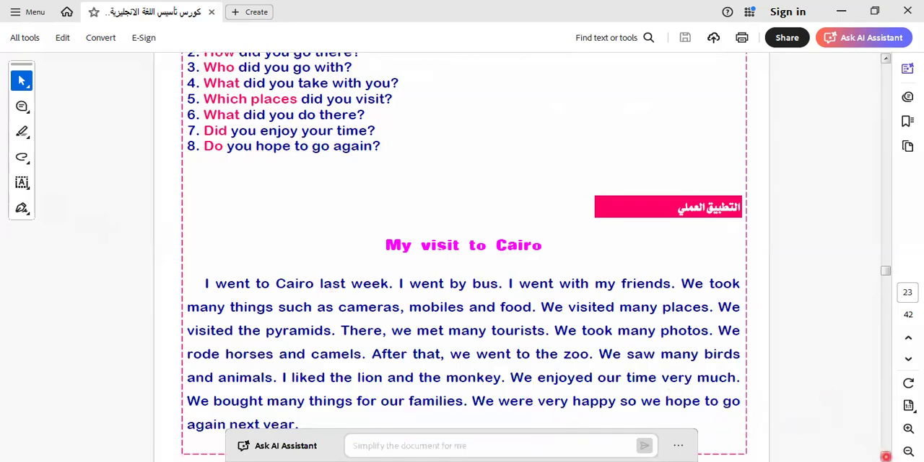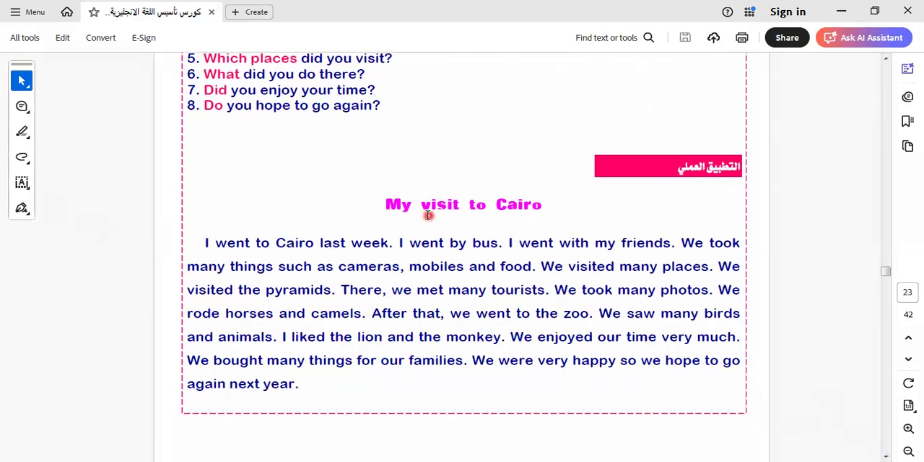Let's read this paragraph together. Here is my visit to Cairo. So here I ask about visiting Cairo. I went to Cairo last week. Here I must take care when I write the paragraph in the past simple form. All the verbs in the paragraph must be written in the past form. If we talk about the present, I must write the verbs in the present form. So we must take care when we write the paragraph to know this.